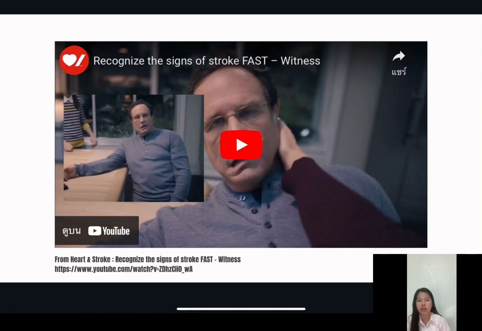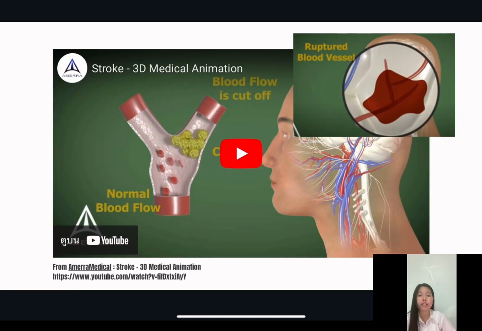Stroke is brain damage. It occurs when the blood vessels that supply your brain are interrupted. And today we're talking about some types of stroke. This is called hemorrhagic stroke. It can occur when a blood vessel in your brain is ruptured, and blood is bleeding into the area surrounding your brain.